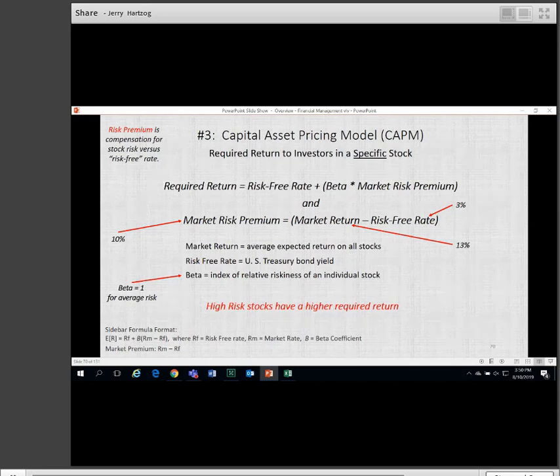On the other hand, some stocks are safer. Suppose it has a beta of 0.5. So 0.5 times this, instead of a market risk premium of 10%, it'd only be 5%. So you'd have a 5% market risk premium plus the 3% treasury rate. The required return on that safe stock would only be 8%.